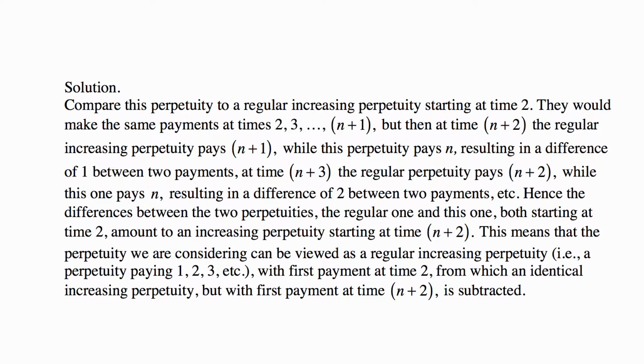Hence, the difference between the two perpetuities, the regular one and this one, both starting at time 2, amounts to an increasing perpetuity starting at time n plus 2, a regular increasing perpetuity paying 1, 2, 3, 4, 5, and so on. This means that the perpetuity we are considering can be viewed as a regular increasing perpetuity, paying 1, 2, 3, and so on, with first payment at time 2, from which an identical increasing perpetuity, but with first payment at time n plus 2, is subtracted.